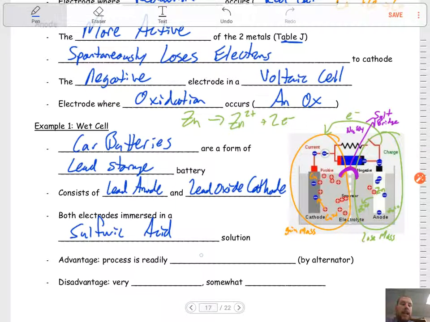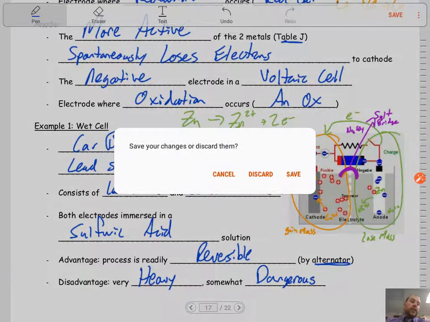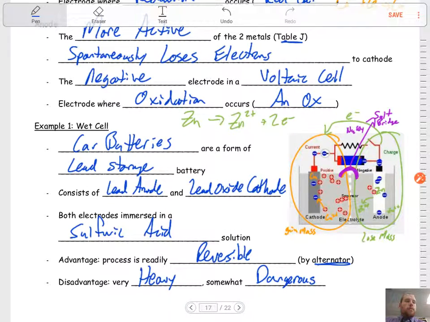So the advantage of this process is that it's reversible. We'll talk about how it's reversible in the next video. In a car, it's reversible using an alternator. And again, next video we'll talk more about that. The disadvantage, though, to these batteries is they are very heavy. If you've ever had to change a car battery, you're going to notice that, hey, they weigh a good amount. They're also dangerous, specifically when they start to corrode. So this is a good public service announcement for you: make sure that if the terminals on your battery are corroded, clean them out. There's tools you can use. You actually can clean them with Coca-Cola. But anyway, so that's the first example, a wet cell.